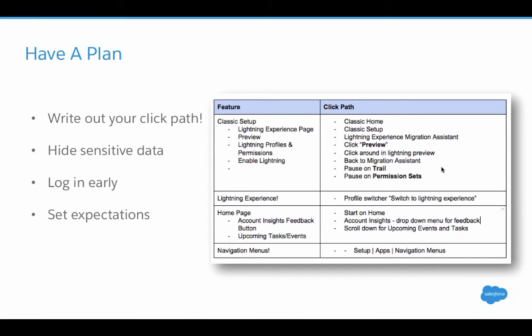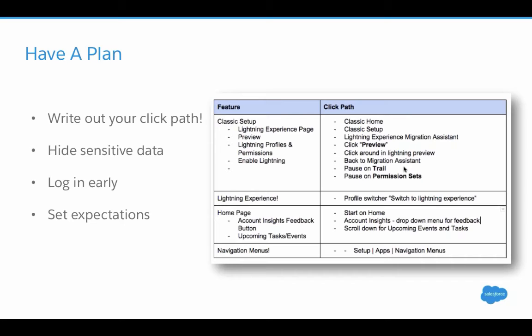I've included a sample of one of my click paths here, and I will be sharing it on the Chatter group afterwards as well. But write out everything you're going to click on, including the record. Be really specific about what record you're going to click on and what you're going to do to that record.